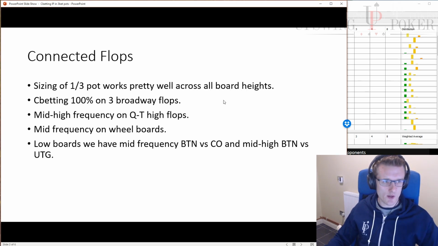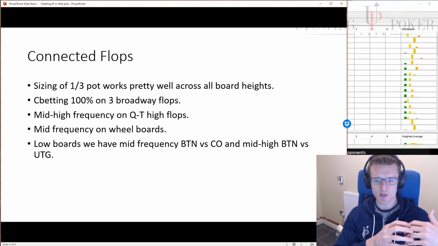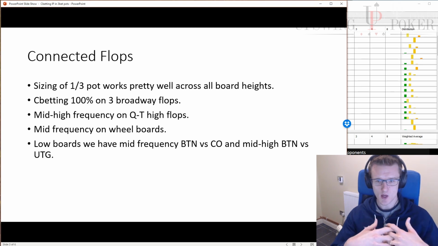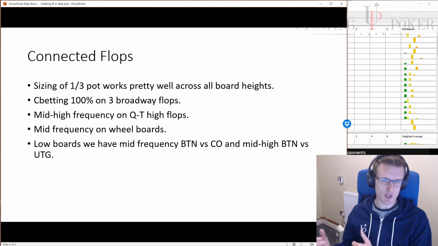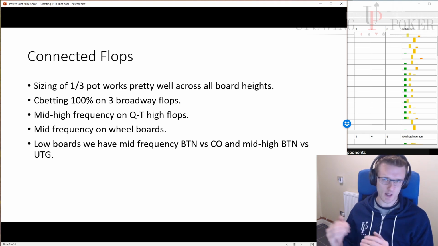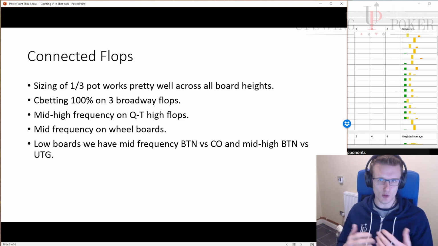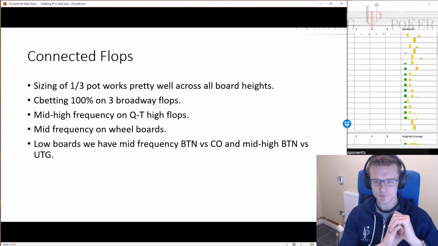So going on to connected flops, and there are some deviations in sizing based on board heights and positional matchups and so on, but a third pot actually works pretty well for connected flops as a whole. So we can really just go for a sort of third pot sizing here and not worry too much about adjusting it based on the different positional matchups or board heights. And I don't think there's going to be much EV gain from trying to adjust for small differences that you might get. Some of the things I found, maybe it should go up to 0.4 or a bit higher, but like I say, not really important enough to bother trying to learn, I don't think.